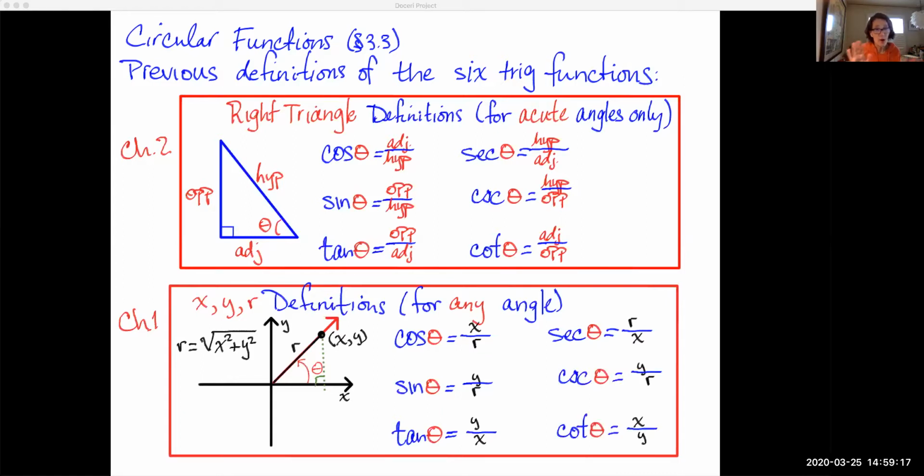So these are things we already know. You've already been using them. You've got them in your notes. You've been tested on them. But now we're going to do a third definition. The third definition is the one that is mostly used in calculus. The book calls it the circular function definition.